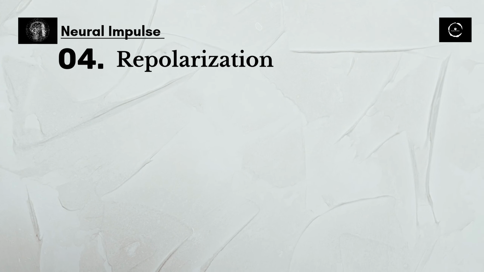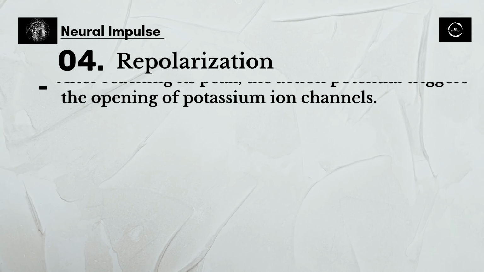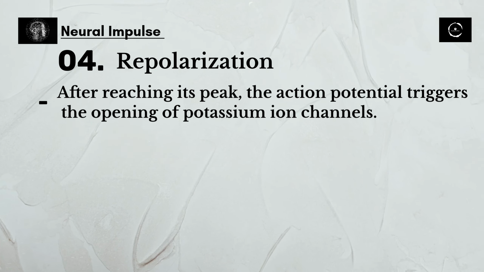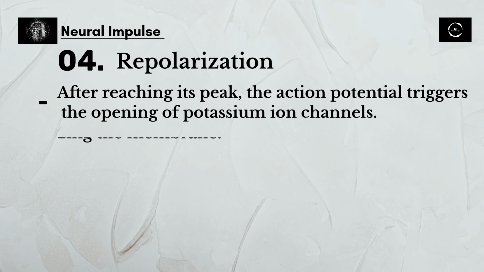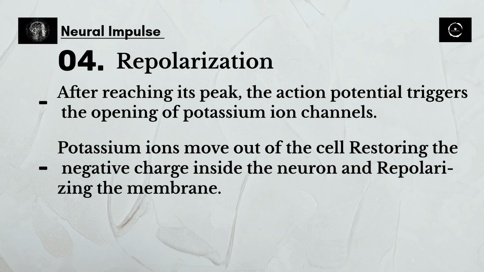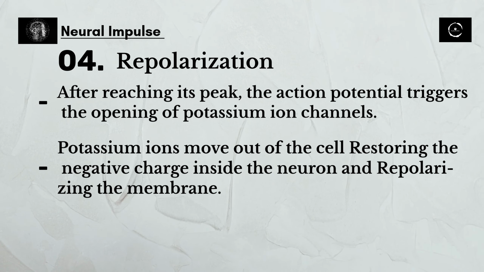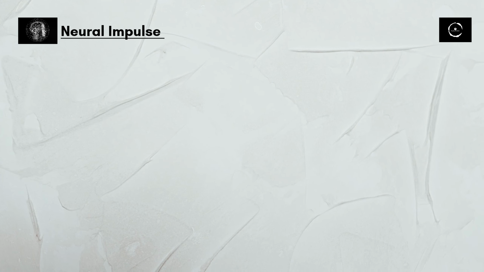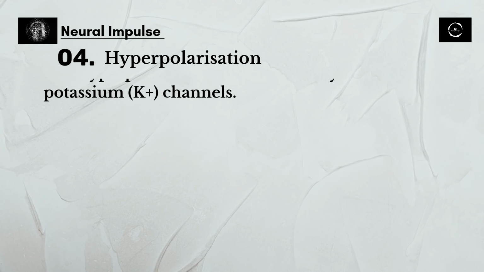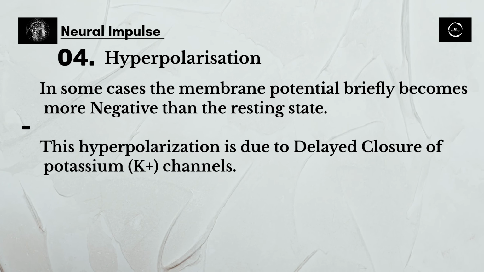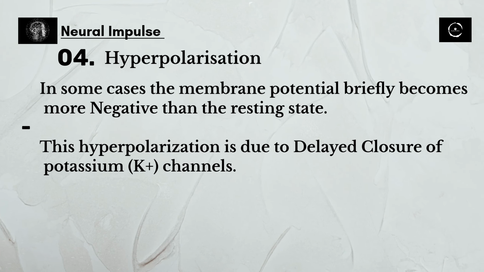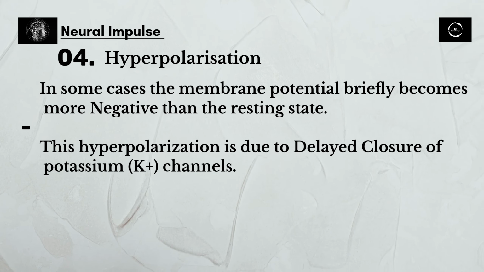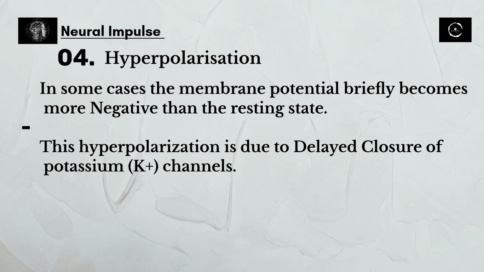Number 4, repolarization. After reaching its peak, the action potential triggers the opening of potassium ion channels. Potassium ions move out of the cell, restoring the negative charge inside the neuron and repolarizing the membrane. Number 5, hyperpolarization. In some cases, the membrane potential briefly becomes more negative than the resting state. This hyperpolarization is due to delayed closure of potassium channels.